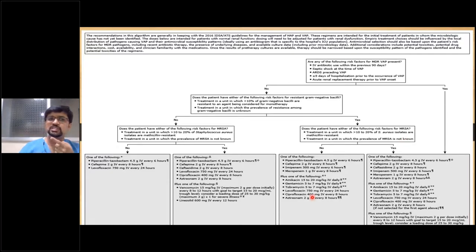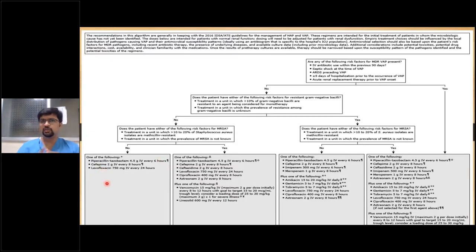If methicillin resistance is seen, like in this chart, you can go for one antibiotic for Pseudomonas along with coverage for staph aureus. Or if you work in a unit where less than 10% of the isolated gram-negative bacilli are resistant to the drugs considered for monotherapy, and you don't have any risk factors for MDR-VAP, then you can go for a single agent antibiotic, either piperacillin tazobactam, cefepime, or levofloxacin.